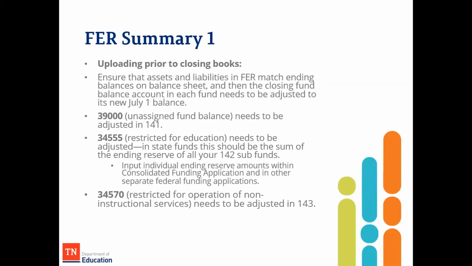You'll have your individual grants that you're doing in ePlan for all your federal grants, but you also, in state funds under 142, you'll have a sum of all of your federal grants, and you'll have one ending reserve for the sum of all those. And we will touch on this a little bit later. But you input the individual ending reserves within consolidated funding application and all your other federal grants. But you also have an ending reserve for all the 142 grants together under state funds.